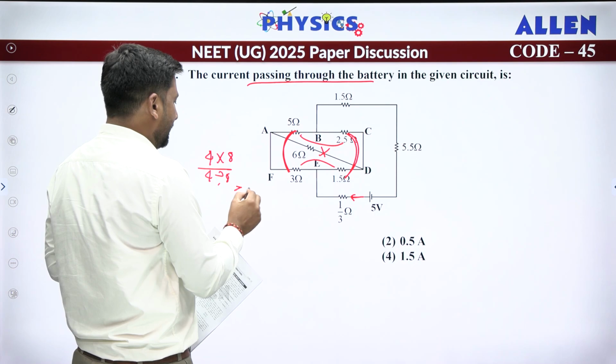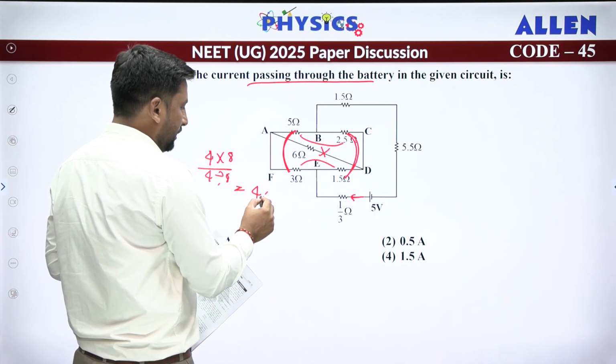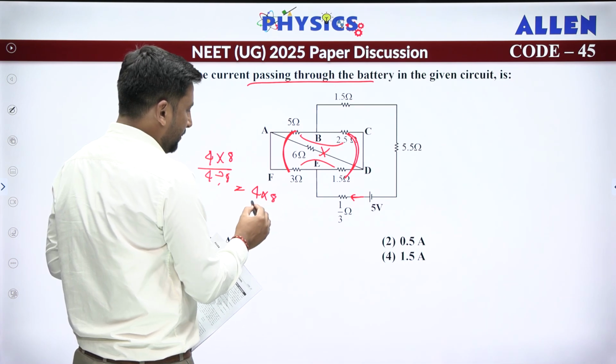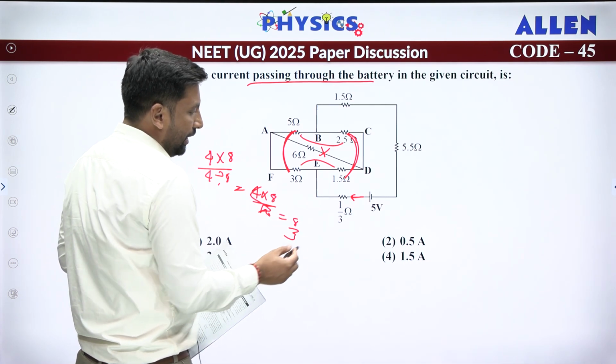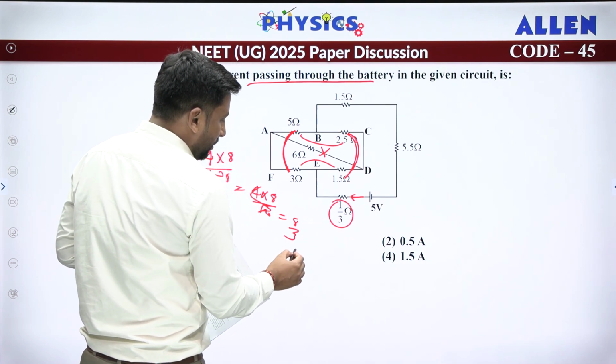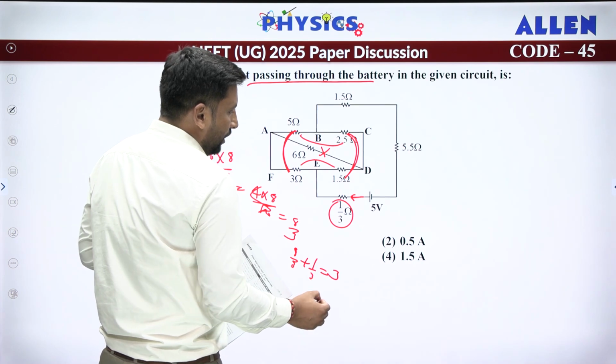What will we get from here? You will get 4 into 8 divided by 12 here. So you'll get 8 by 3. So 8 by 3 here and 1 by 3 here. So 8 by 3 plus 1 by 3, if you do, you will get 3 here.